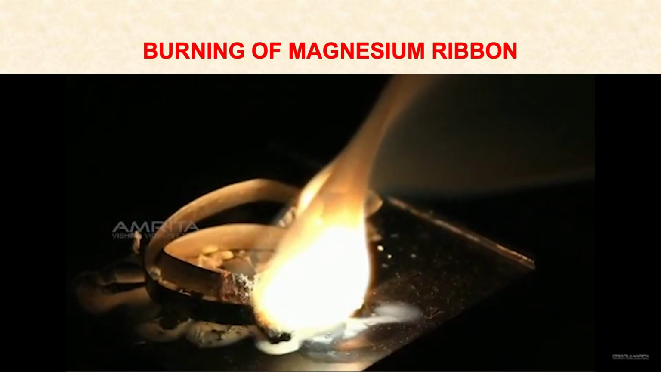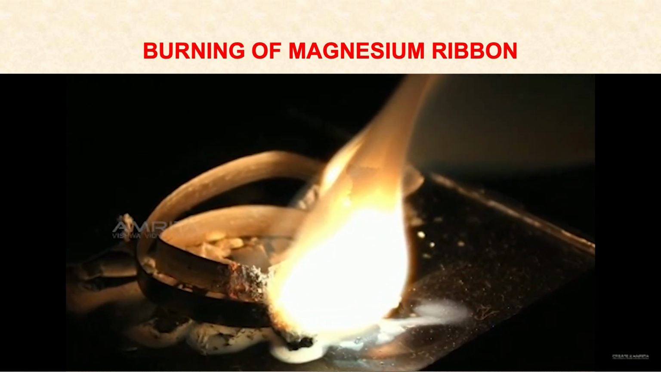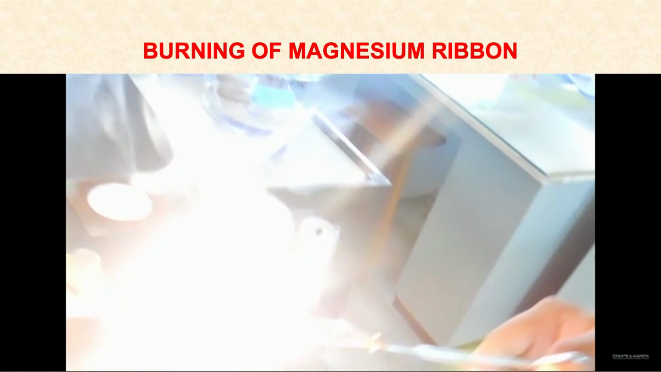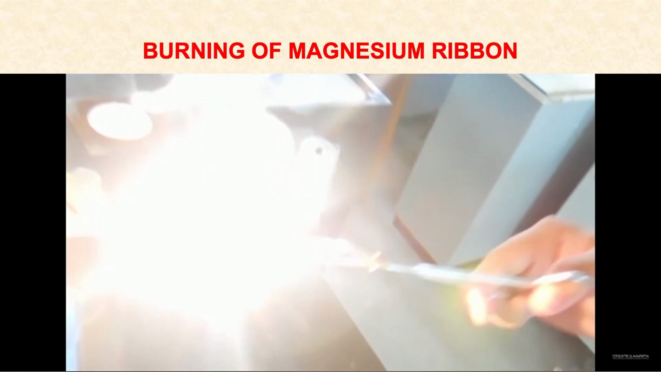Now, let us discuss a few activities to understand more about chemical reactions. First activity is burning of magnesium ribbon. Now, let us together watch a video on burning of magnesium ribbon.